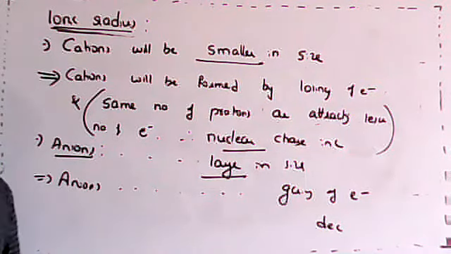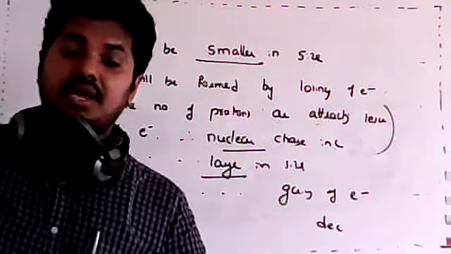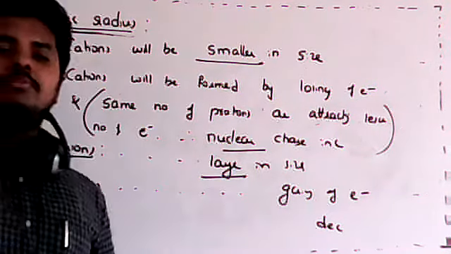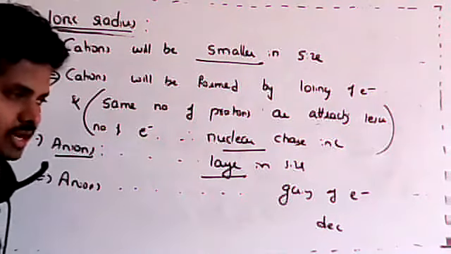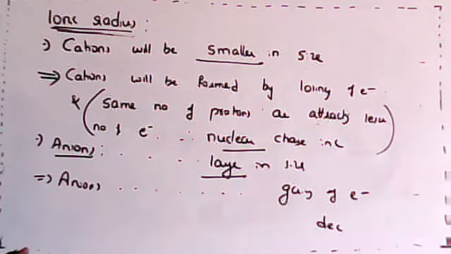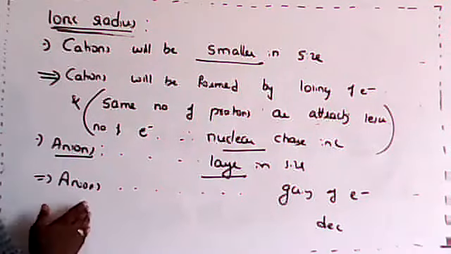Is that clear, my dear students? So anions will be larger in size and cations will be smaller in size. If they ask why, cations are formed by losing of electrons. Same number of protons is attracting lesser number of electrons. More attraction, lesser size. Now, anions will be larger because anions are formed by the gaining of electrons. Same number of protons is attracting more number of electrons. So therefore effective nuclear charge will be less. That's the reason attraction is not effective now.